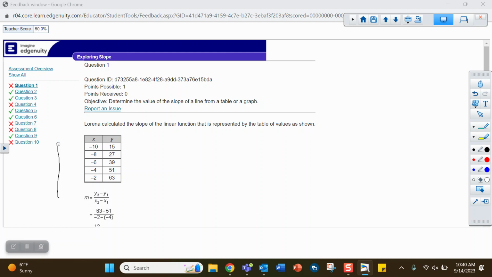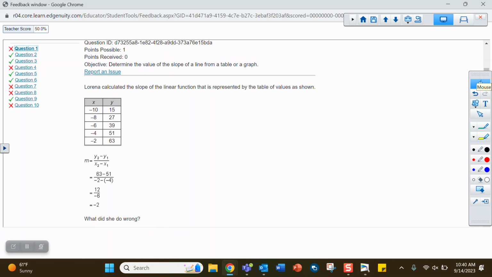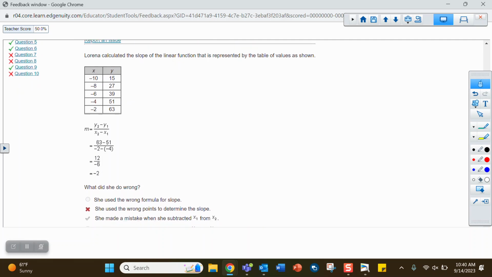So the first question was: Lorena calculated the slope of the linear function that's represented by the table of values as shown. And the question down here is, what did she do wrong?